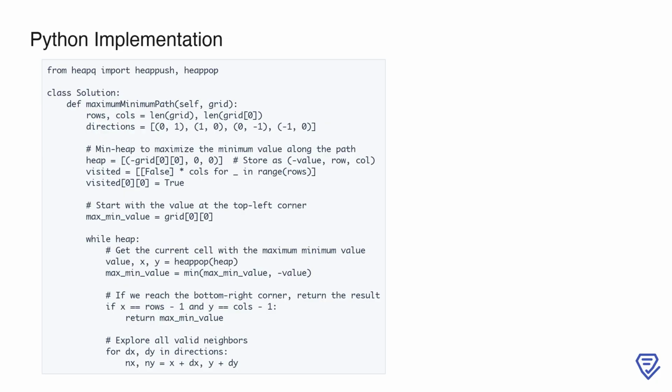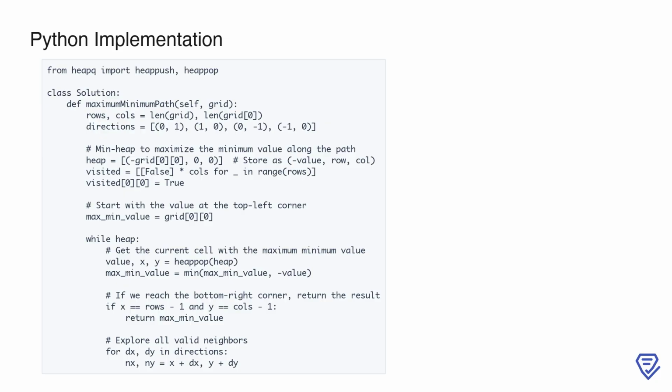Next, we initialize a min heap, which stores tuples in the form (value, row, col). Using negative values allows us to simulate max heap behavior, ensuring we always prioritize the largest minimum value at each step. We push the starting cell, which is the top left corner of the grid, onto the heap with its negative value. We also initialize a visited matrix to track cells we've already processed, marking the starting cell as visited. The variable max_min_value is initialized to the value at the top left corner, which is our starting point.